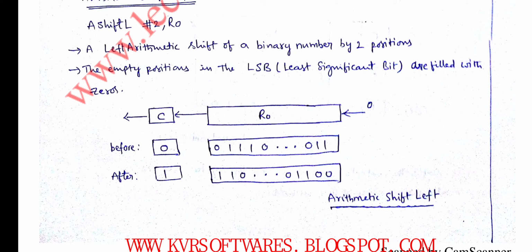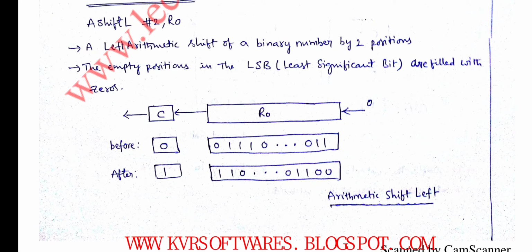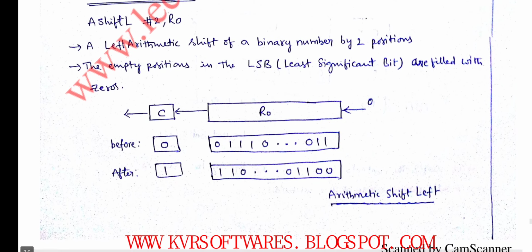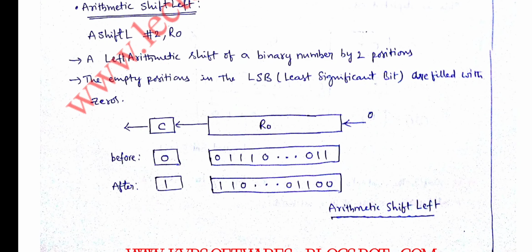A left arithmetic shift of a binary number by two positions. The empty positions in the LSB, least significant bit, are filled with zeros. LSB means least significant bit. Here you observe, C, we have to move left.